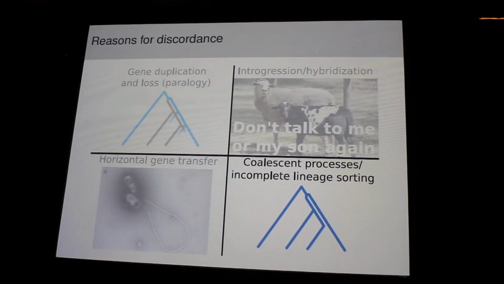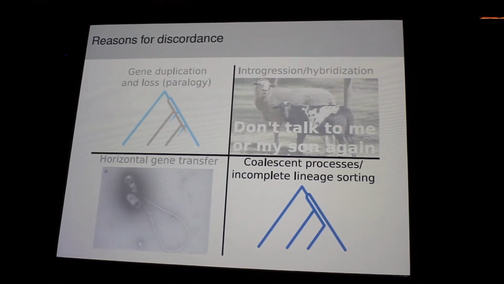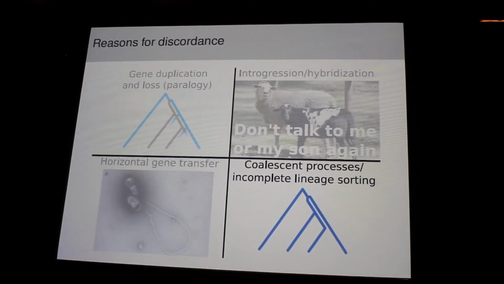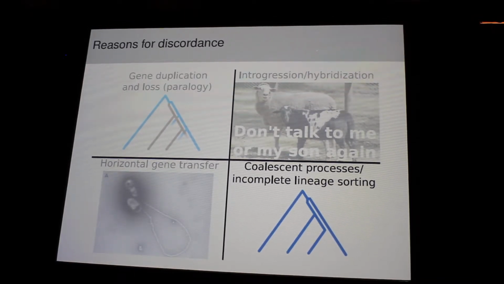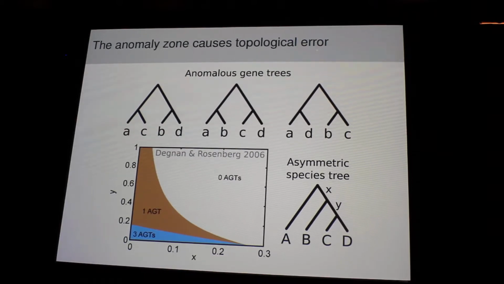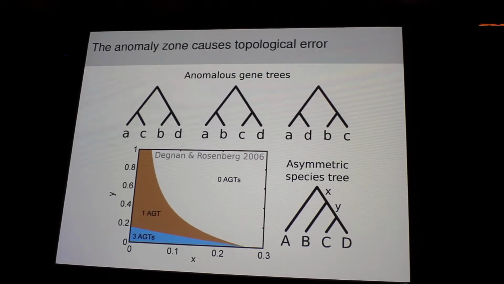My focus is coalescent processes because in multicellular, sexually reproducing eukaryotes, while the other processes can occur, coalescent processes always occur. There's a number of types of error that are caused by these coalescent processes.